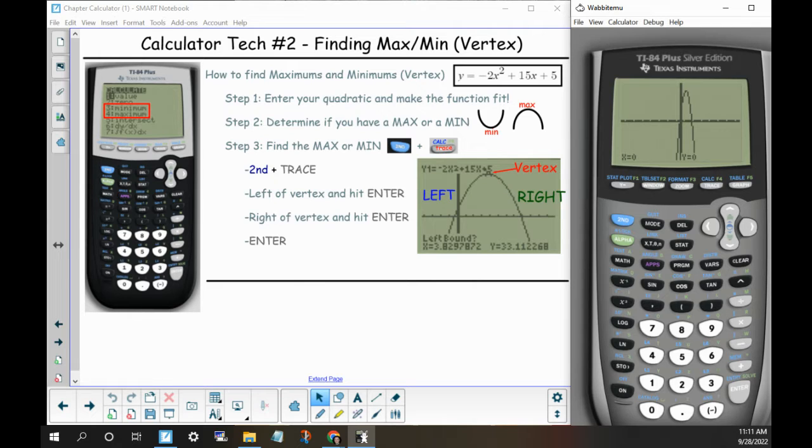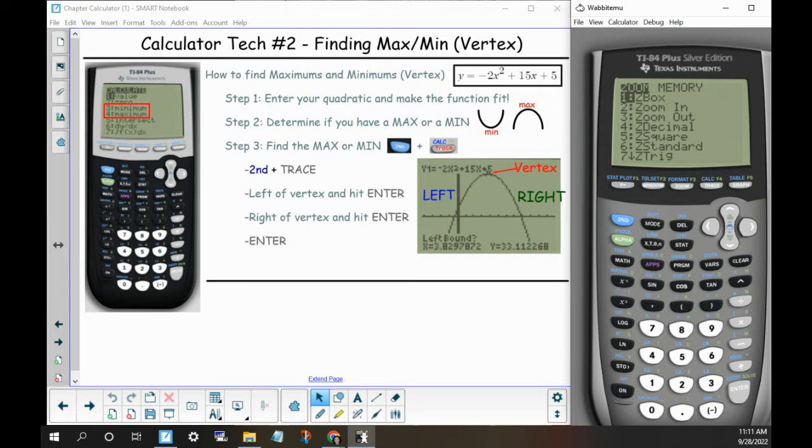Okay, perfect. Were you able to get that? Now hit graph. Zoom out. Were you able to get it? Awesome.